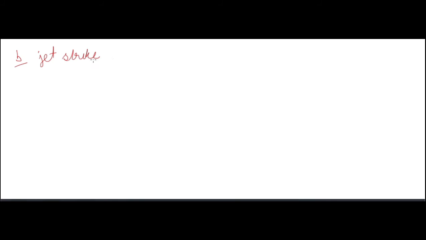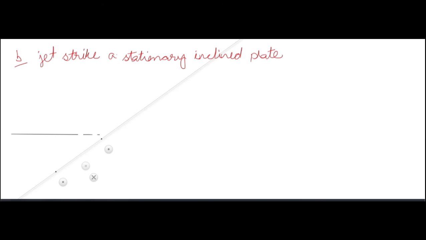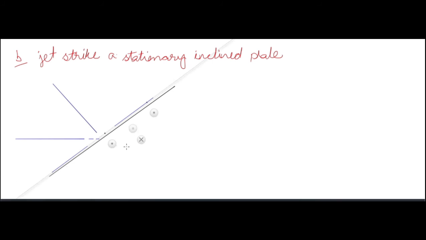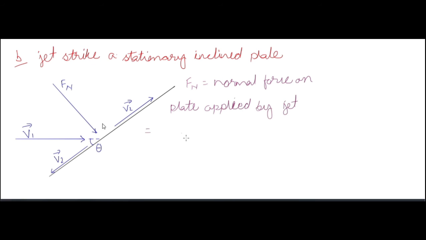Now second case is jet striking on a stationary inclined plate. Okay, so this is the inclined plate and this is the velocity of that jet impacting on it, and this is the direction of normal force, and these are the directions of v2. So once again v2 will cancel each other. So normal force on that plate is equal to rho a v1 into (v1 sine theta minus 0).